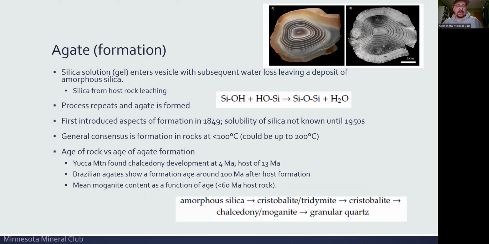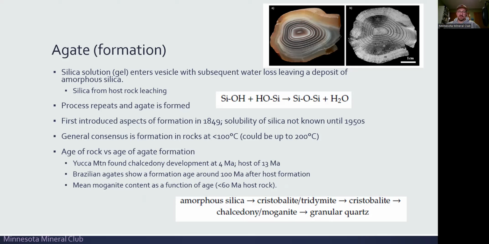So looking again into the agate formation, as I mentioned, it forms with silica gel. What happens is this solution that is heavily composed of silica will enter this hole or this vesicle, and it'll lose some of the water. And that water will then basically precipitate out this amorphous silica. There's been some studies to try to figure out the source of where the silica comes from, and a large portion of it is from the leaching of the host rock.